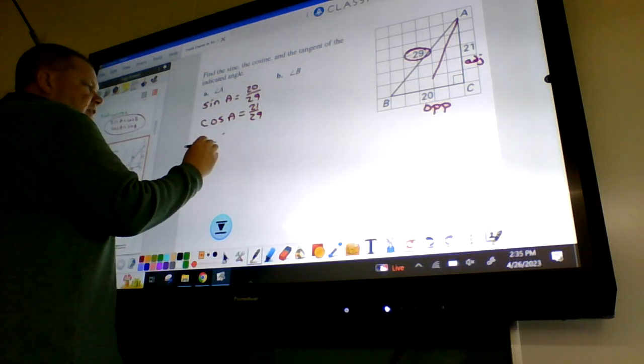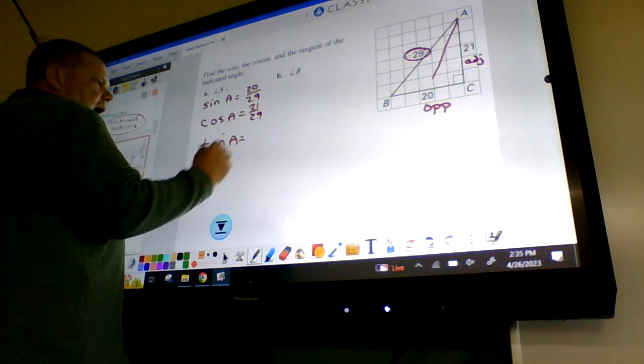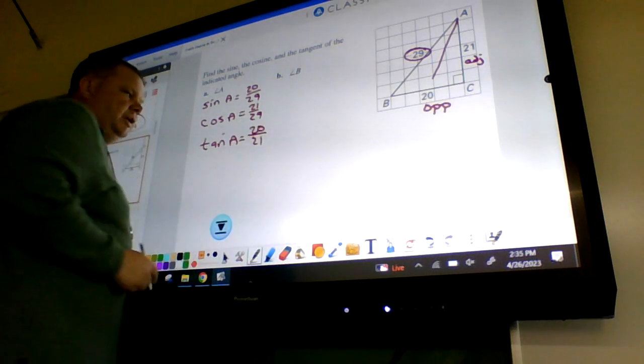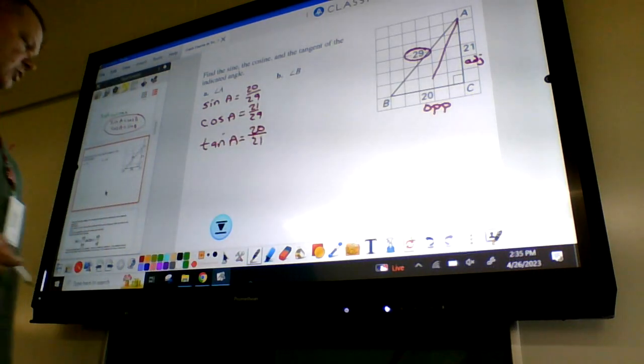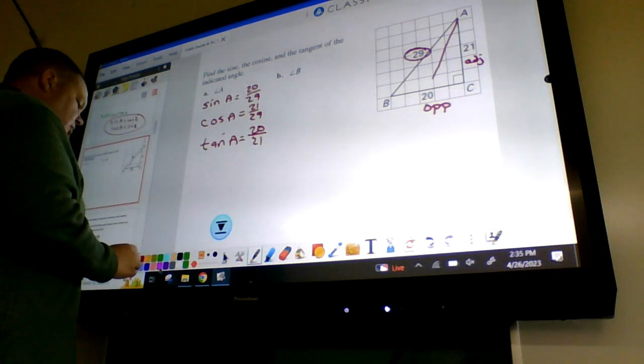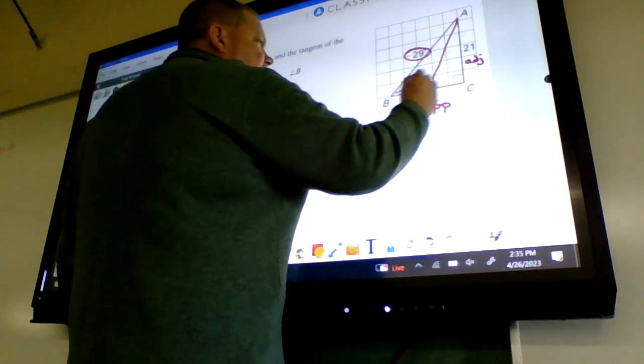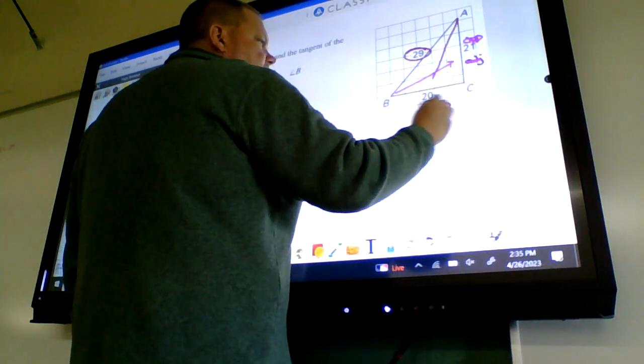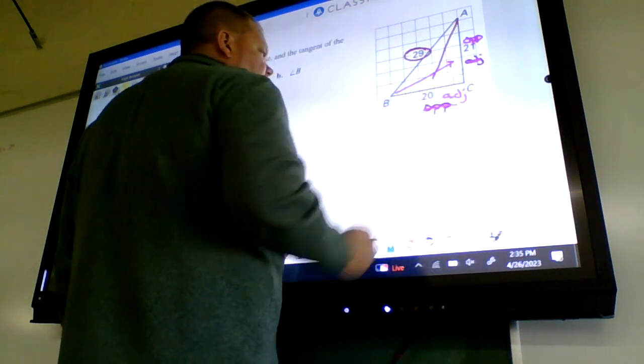Then our tangent of A is opposite over adjacent. My opposite over my adjacent is 20 over 21. Okay, so now we're going to go look at B. When we look at angle B, my opposite side now becomes 21, and my adjacent side now becomes 20.